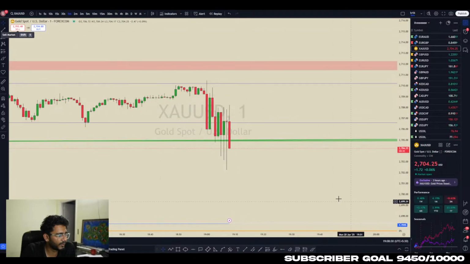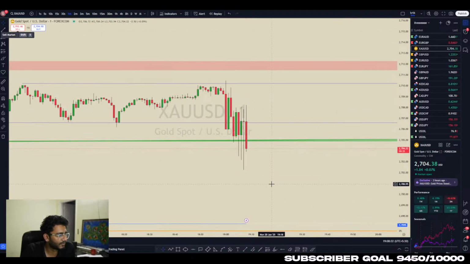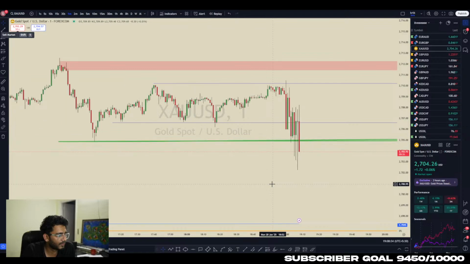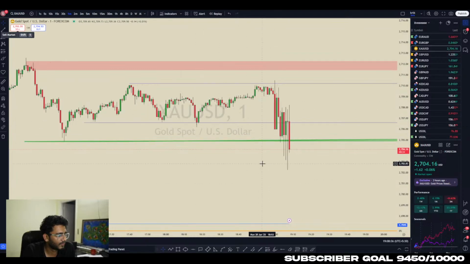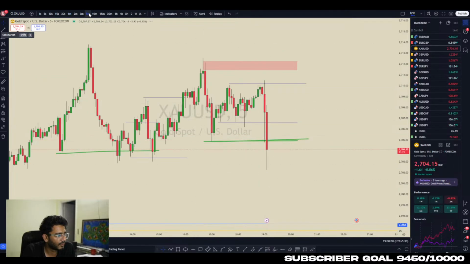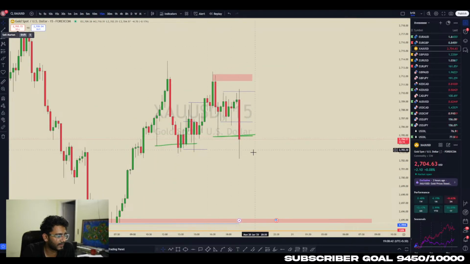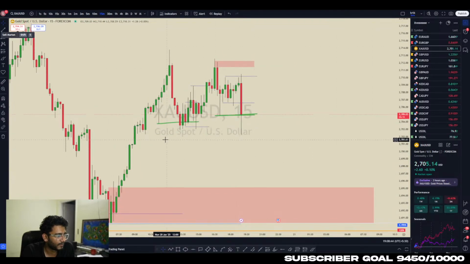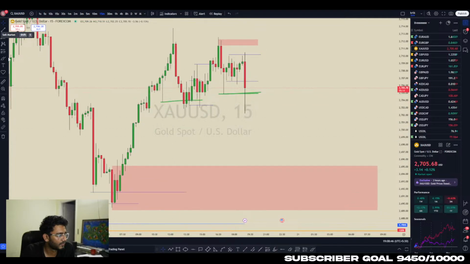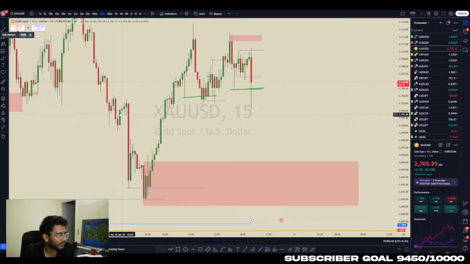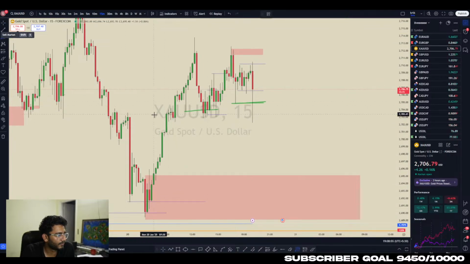Let's see on 1 minute. I think price will continue the upside. I think so, because right now price is rejecting from this area. Price has swept this low, so probably I think price will continue the upside from here.